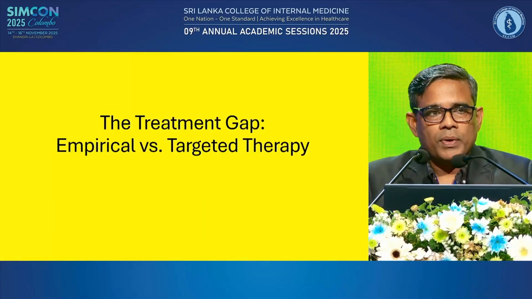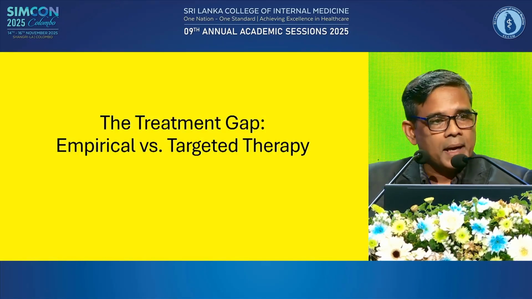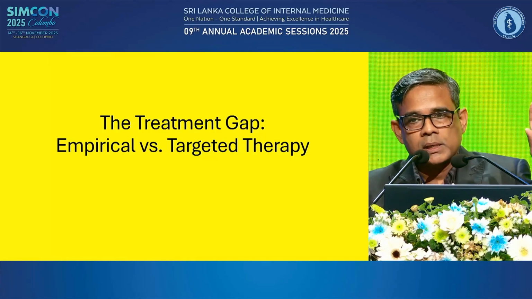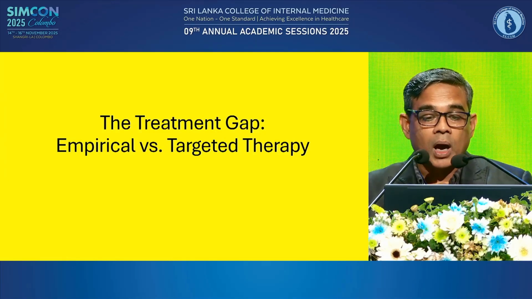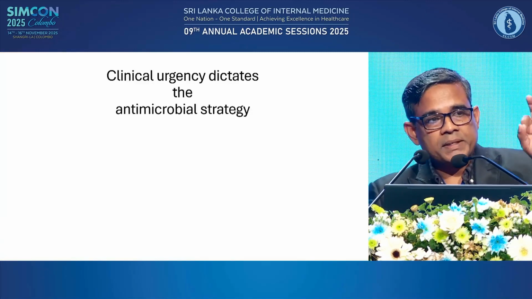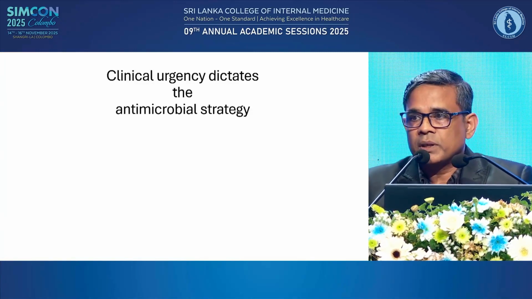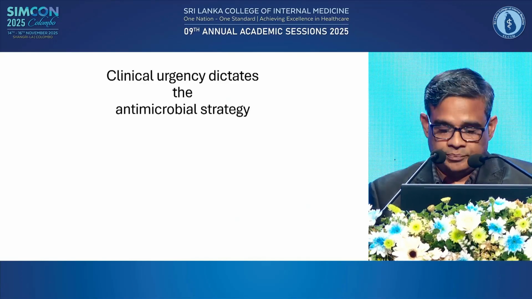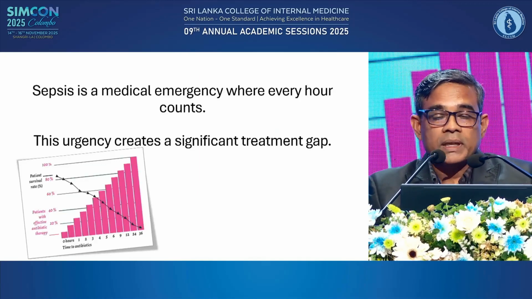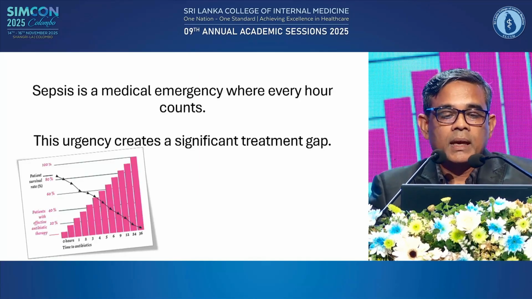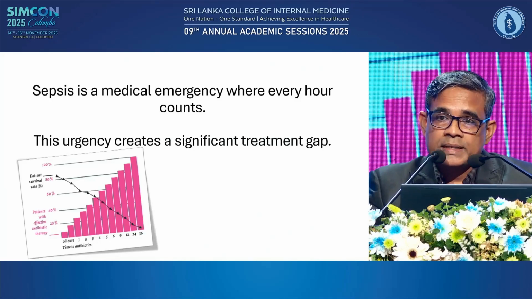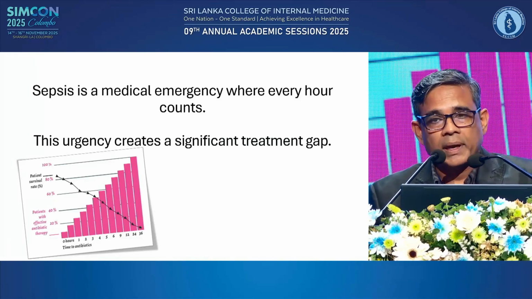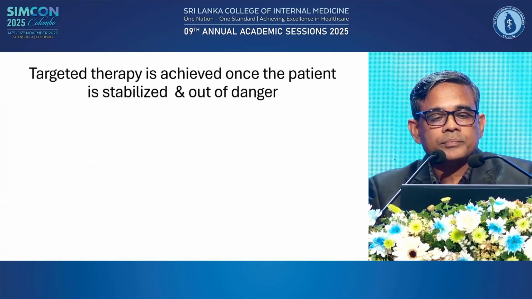So now when you have empiric therapy and targeted therapy, there has to be a way to switch from empiric to targeted therapy. So how are we going to achieve that? Basically, what type of treatment you need depends on the urgency of the presentation. We know sepsis is a medical emergency where every hour counts, so this urgency creates a treatment gap in switching from empiric to targeted therapy.